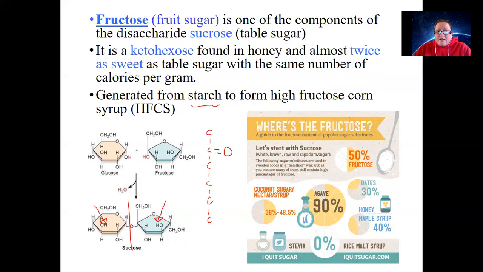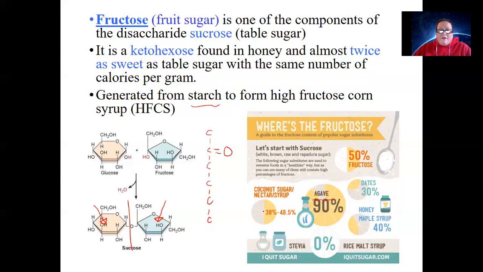Sucrose is 50% fructose. Dates are 30%. Honey is about 40%. The agave, I don't know how to say that. This is about 90% fructose. So if you're using that as a sweetener, as an alternative, and you're trying to limit your fructose intake because of the effects that it can have on the body, this might not be a good choice.